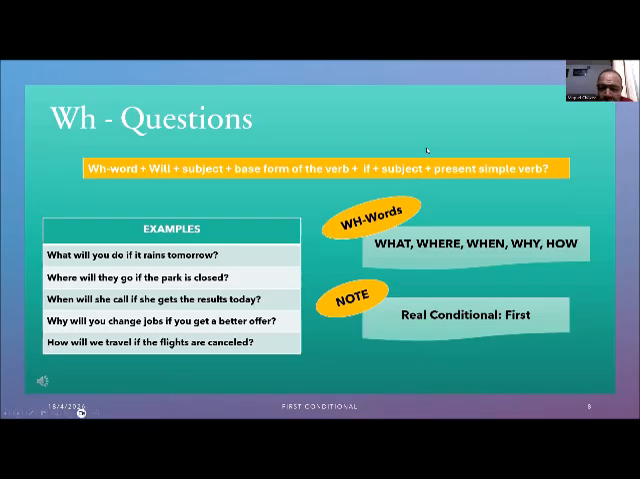Creating WH questions in the first conditional involves incorporating a WH word like what, where, when, why, or how into the structure of the first conditional sentence. These questions are used to ask about specific details regarding a future situation that is considered likely or possible.